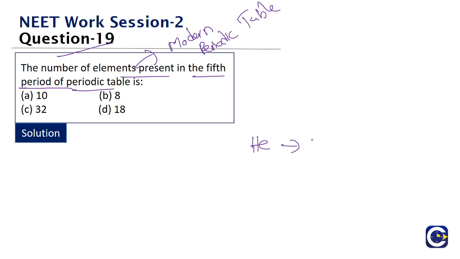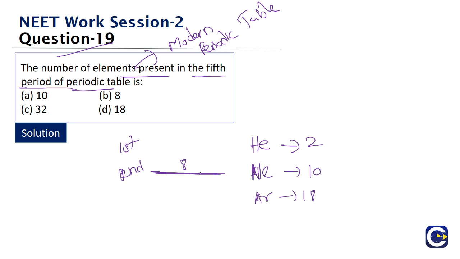So the first period is what? Only 2 elements. What is it? Hydrogen, helium. So the helium atomic number is 2. Then the next one, neon, atomic number is 10. So this is the first period. This is the second period, the one that will contain neon. Then comes argon. What is its atomic number? 18. So in this period, how many elements will be there? 8. That is why 2 plus 8 is 10. Then here also we'll have 8 elements, third period. That's why 10 plus 8 is what?